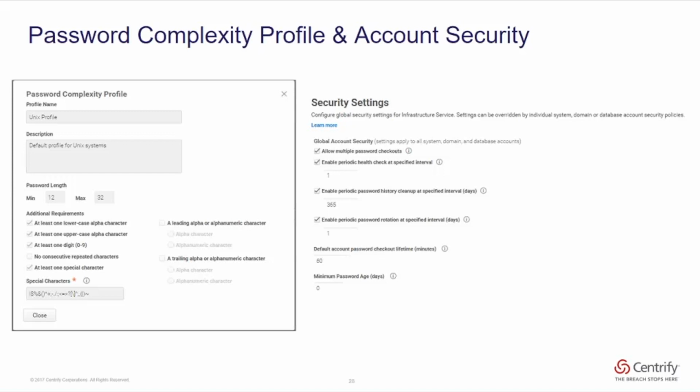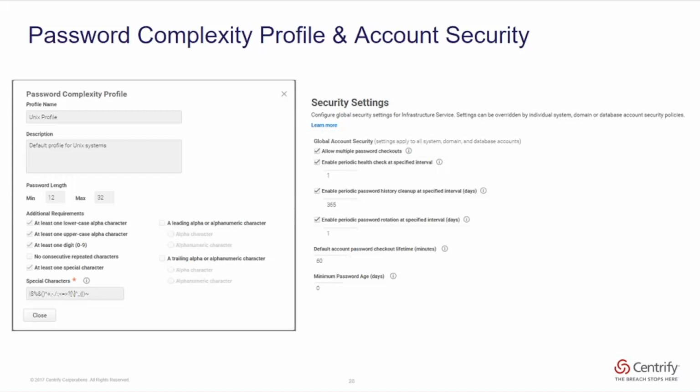Next, these are your account security settings. Here you can allow a specific account to be checked out more than once, meaning more than one person can use the same account at the same time. You can alternatively turn that off to prevent multiple people from using the same account. The other point I want to highlight here is how do we find out, for a rotated account, what its previous password was? We will store all password history for a rotated and managed account.